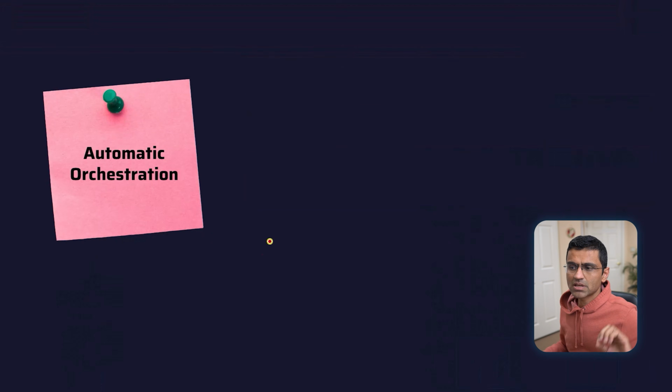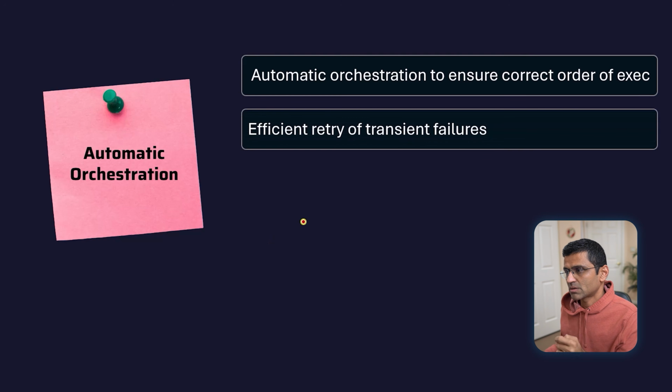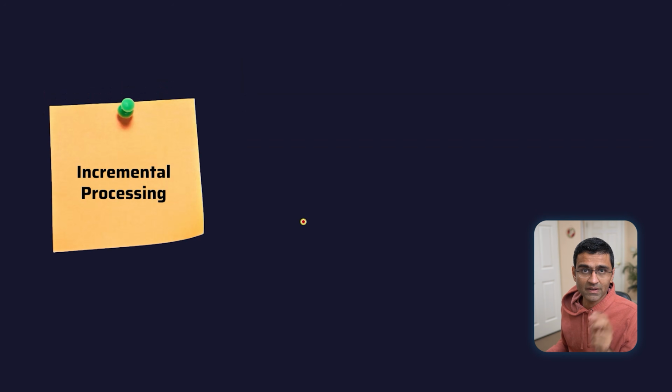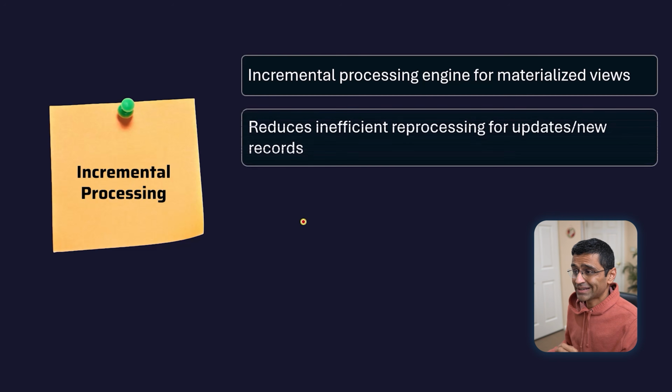The second benefit is automatic orchestration. We saw that as you write declarative code, it will create the pipeline on its own. We don't have to stitch all these workflows. So that's a major benefit, and it also gives you efficient retry of transient failures. The third benefit is incremental processing. You get an incremental processing engine for materialized views, and it will reduce inefficient reprocessing of updates and new records.